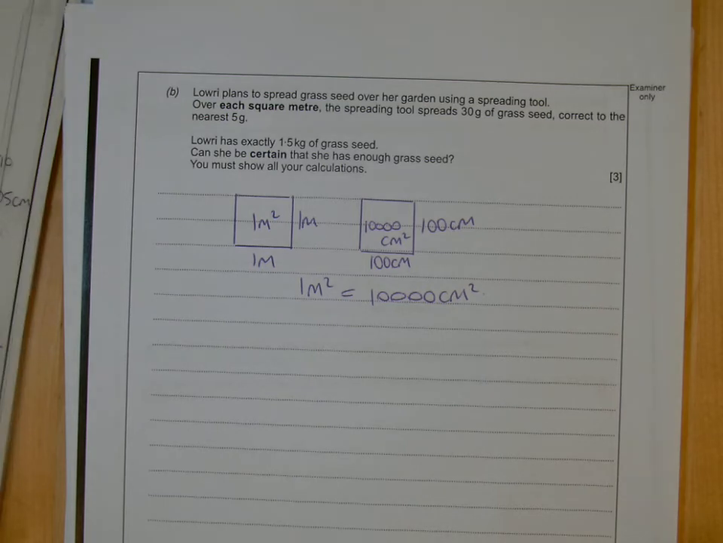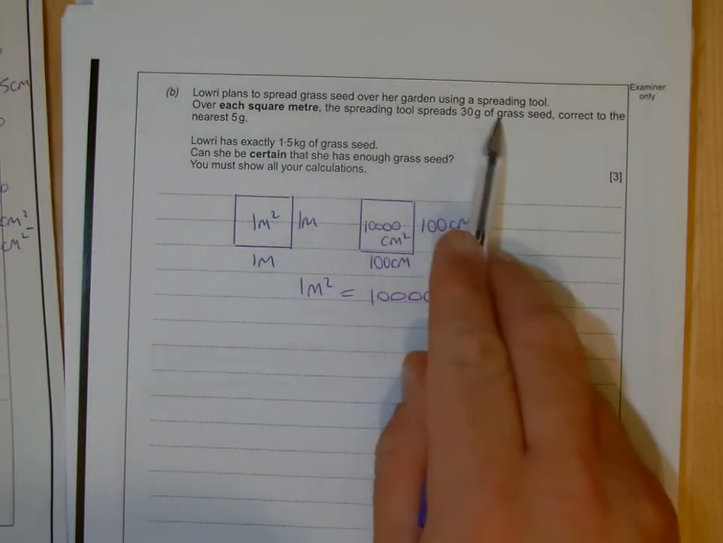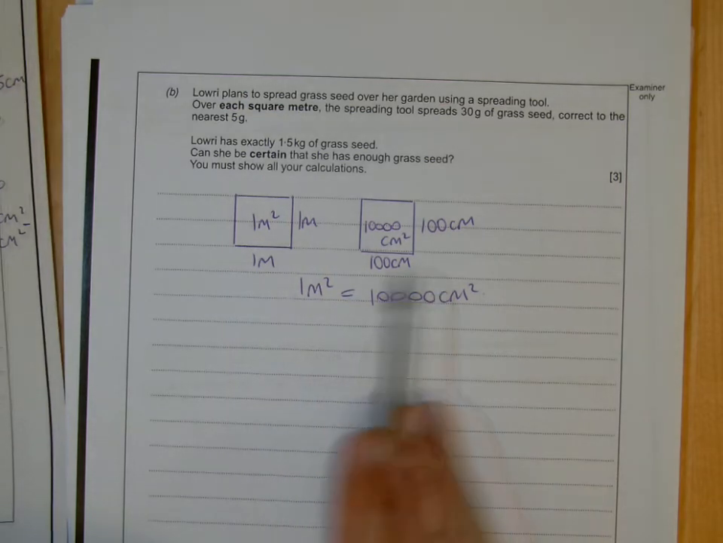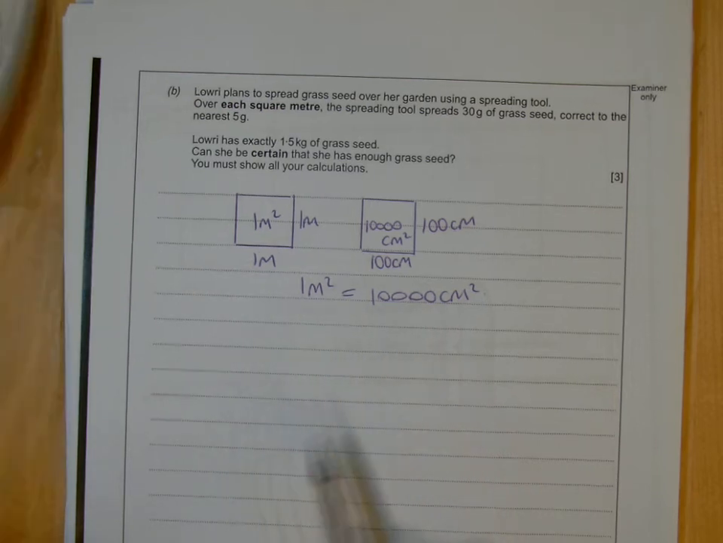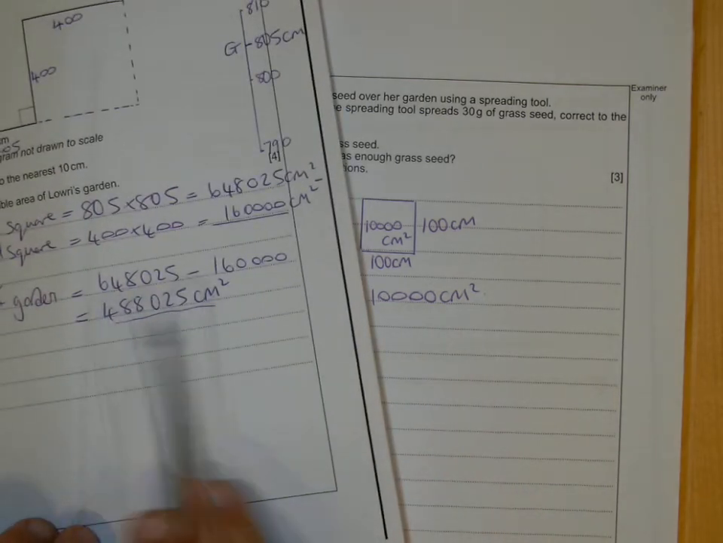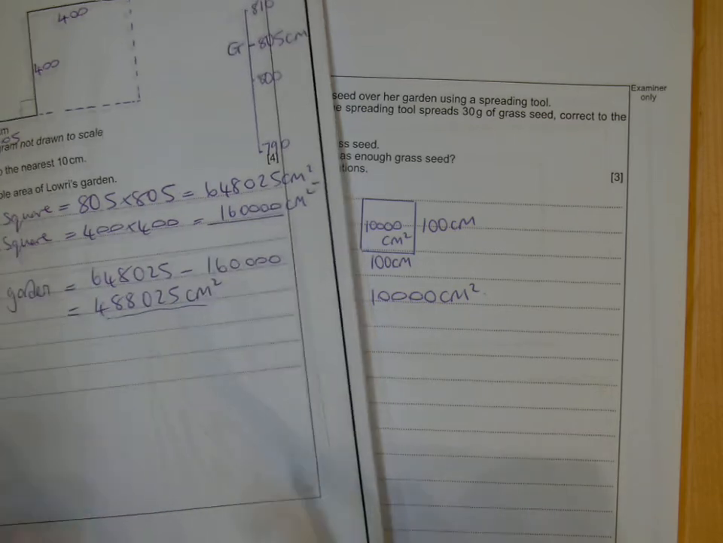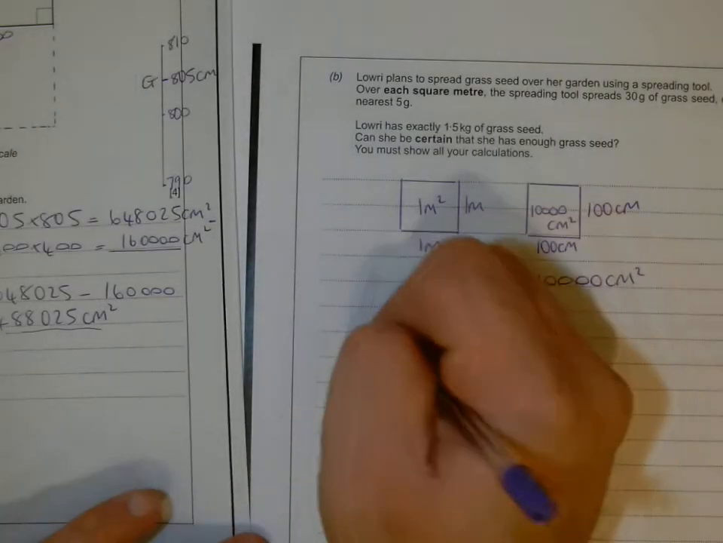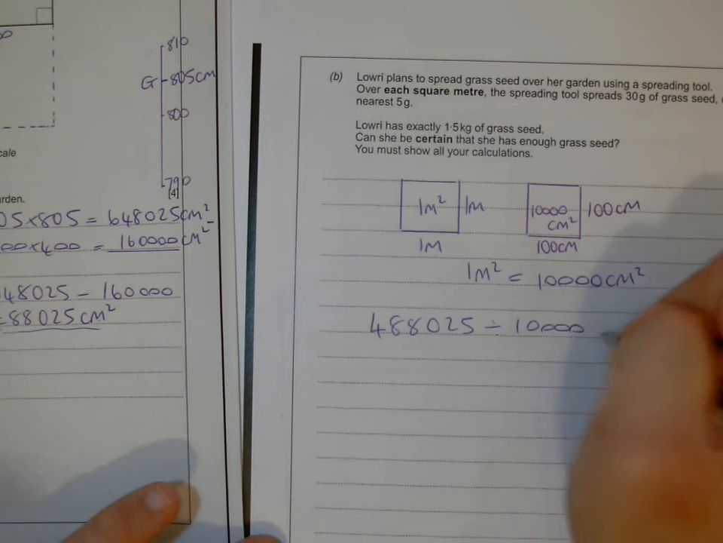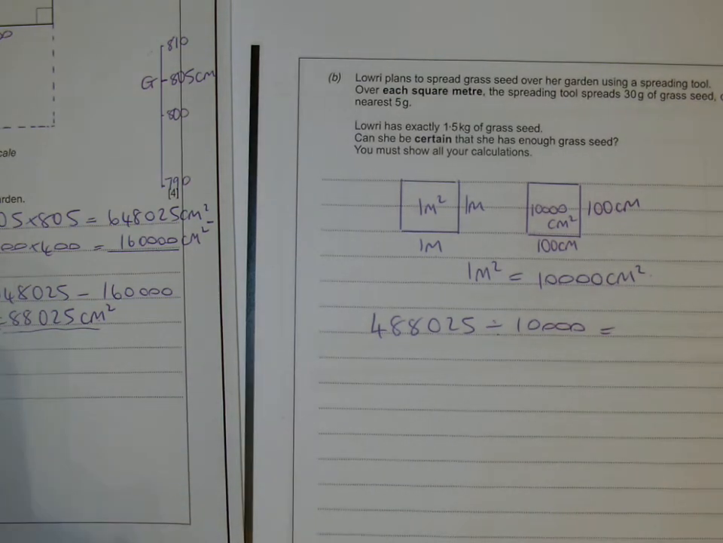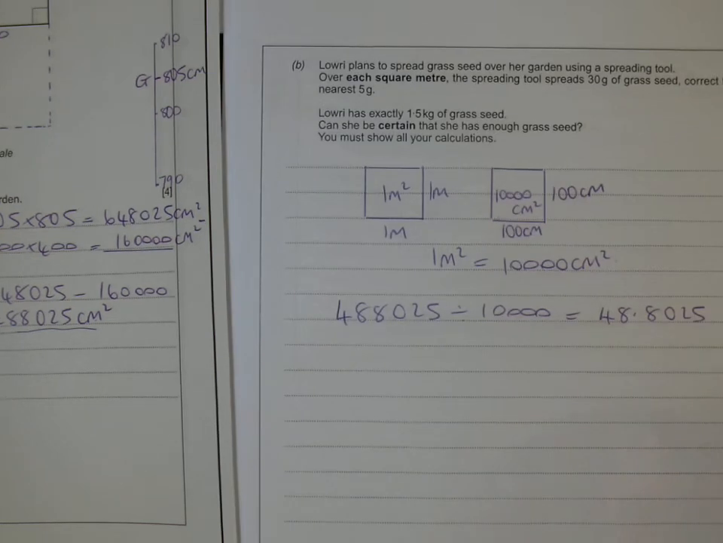So in other words, 1 meter squared is 10,000 centimeters squared. Okay, so because she can spread 30 grams of seed, correct to the nearest 5 grams, on a meter squared, she can spread it on 10,000 centimeters squared. That's the equivalent. So I just need to see how many 10,000 centimeters squared are in there. Essentially I'm looking at how many meters squared are in there. So to do that, I just divide 488,025 by 10,000, and I get 48.8025. So basically this is 48.8025 meters squared in her garden.